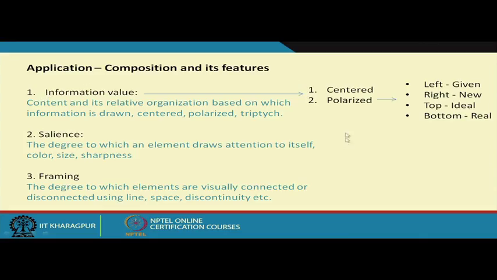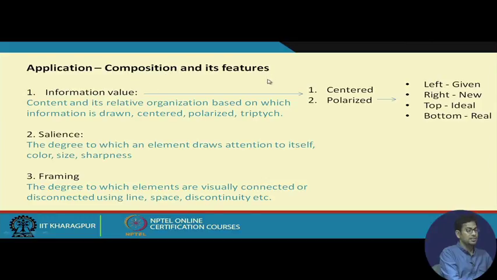Now, let us come to one aspect of application, which is when you have a composition and what its features are. Composition has three particular features. It has an information value, which is nothing but owing to its contents and the relative organization on which the information is drawn. It could be a centralized organization. So, information value is something which you get as a stimulus. In other words, you are looking at an image and you are getting some stimuli.